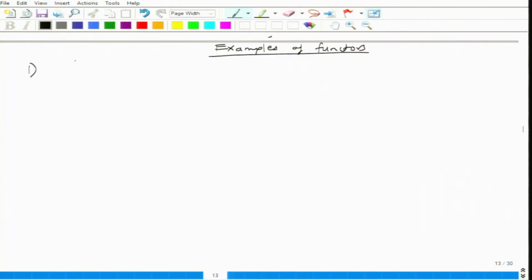So sets, we have seen, can be treated as a category. It's a small discrete category. So let us look at that. Suppose A and B are small discrete categories. What is the meaning of discrete category? Only morphisms are identity morphisms.